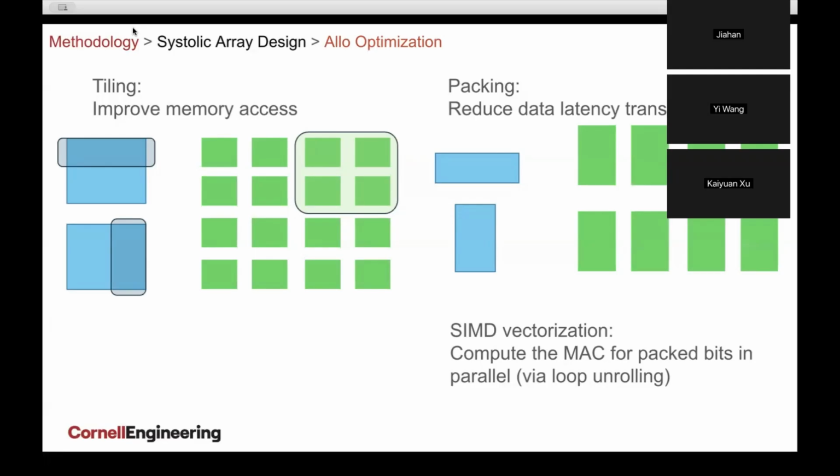And on top of data packing, we can unpack all the data in the processing element, and we can do all the computation in parallel by using SIMD vectorization. And implementing this using high-level synthesis is essentially using loop unrolling.